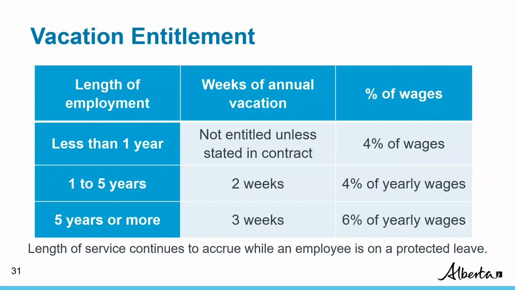Vacation entitlements have not changed, as you can see on the table. However, clarification was added regarding vacation entitlements for an employee who utilizes a protective leave. For example, personal and family responsibility leave to care for yourself or compassionate care leave to care for a loved one. An employee on protected leave, as provided in the Employment Standards Code, continues to accrue length of service with their employer, therefore affecting their vacation entitlement.